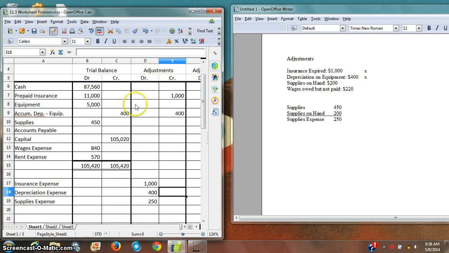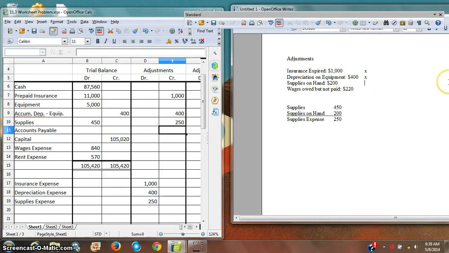And again, this adjustments column, it's double entry. So every time I have a debit, I need to put an equal value on the credit side. So here I go. Here's my supplies row, and I'm going to put a credit right here. And this makes sense as well. I had $450 worth of supplies at the beginning of the month, and then I'm going to credit that account, which means it's going to decrease because it's an asset, and it increases on the debit side and decreases on the credit side. So there's my supplies on hand. I'm done with that one.